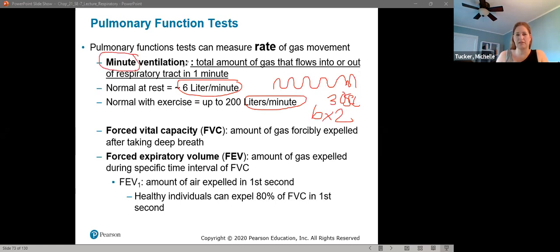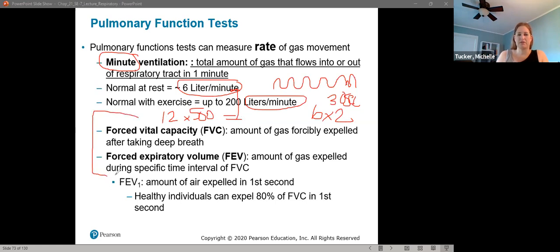Minute ventilation is per minute. So you need to convert a 30-second strip to a 60-second strip. You'll get 12 respirations per minute times, if you use the preceding graph, a tidal volume of 500 mils. And then that would get you your 6 liters, or 6,000 mils per minute.